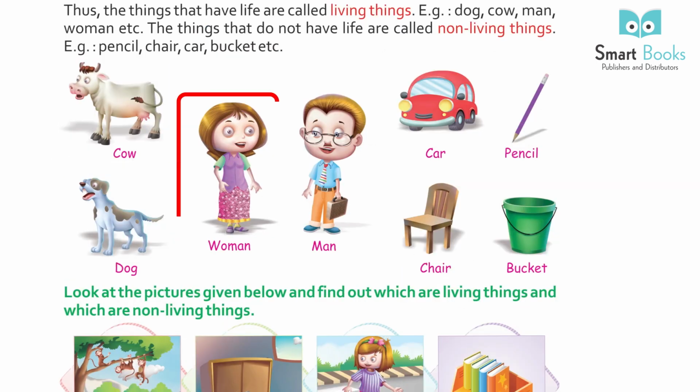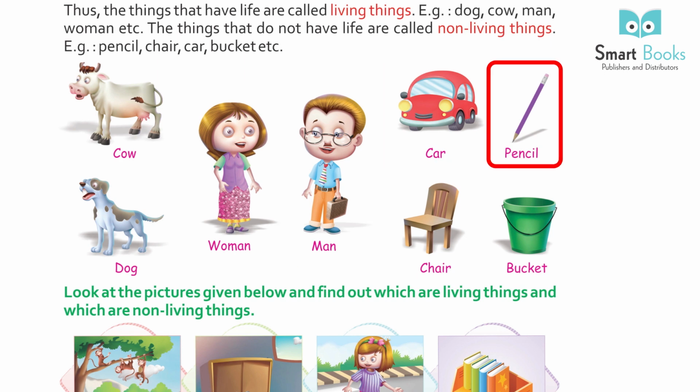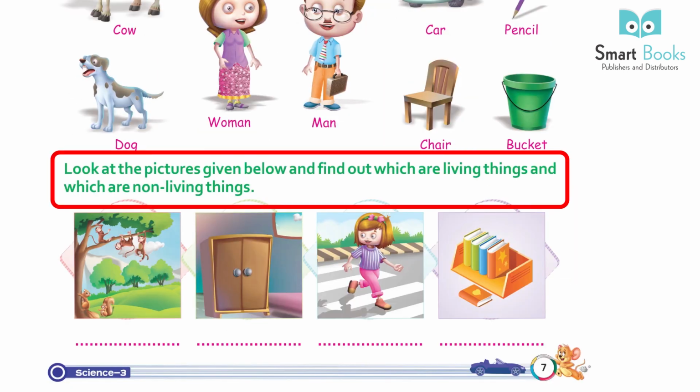Cow, duck, woman, man, car, pencil, chair, bucket. Look at the pictures given below and find out which are living things and which are non-living things.